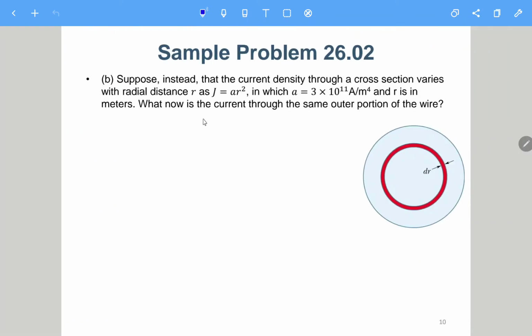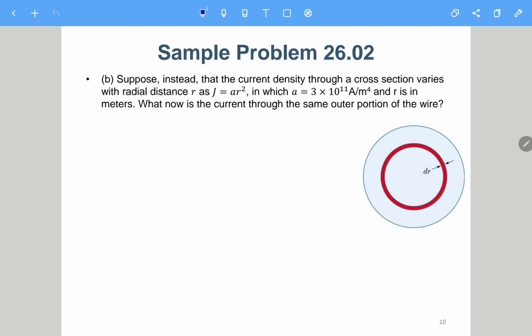So for part B, here the current density is not uniform. The current density is related to the radial distance: J equals A R squared, where A is this number. Now what is the current going through the same outer portion, still between capital R over 2 and capital R?